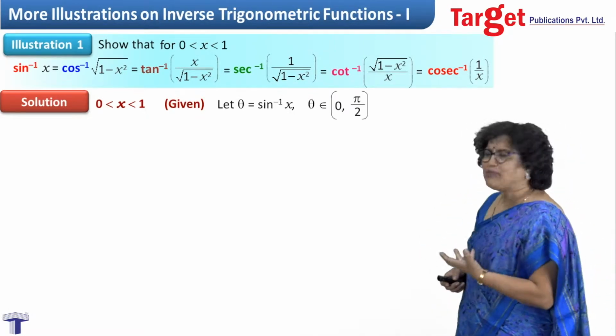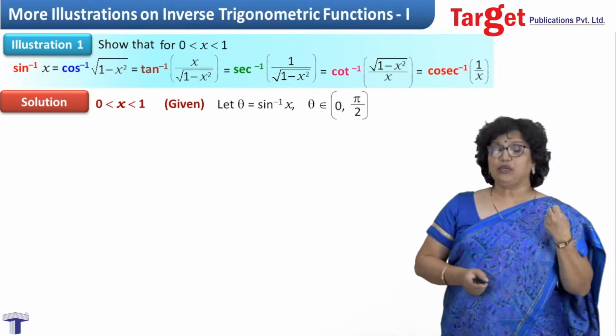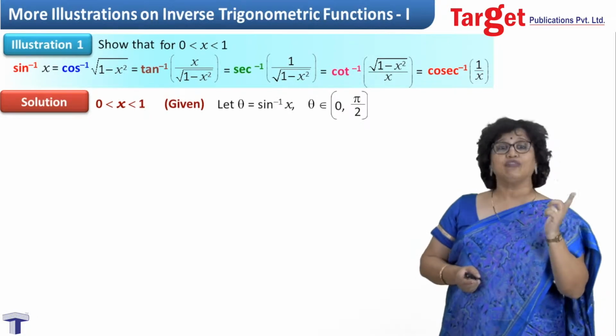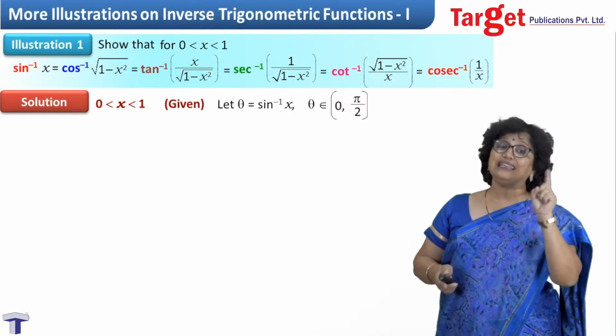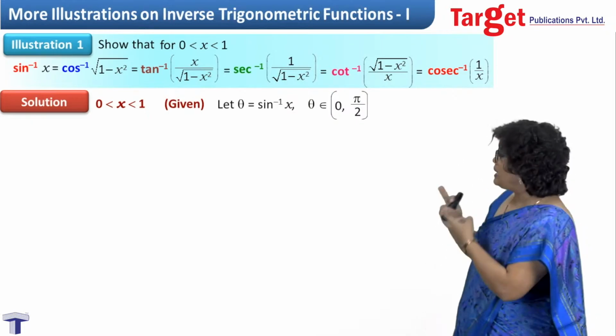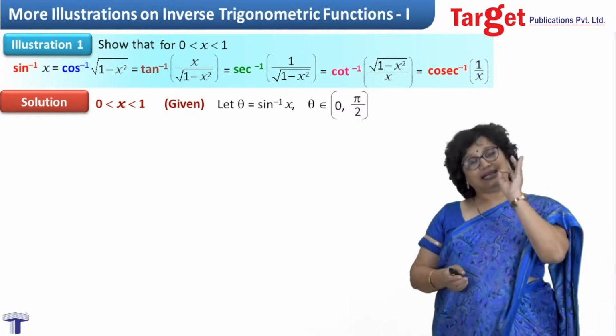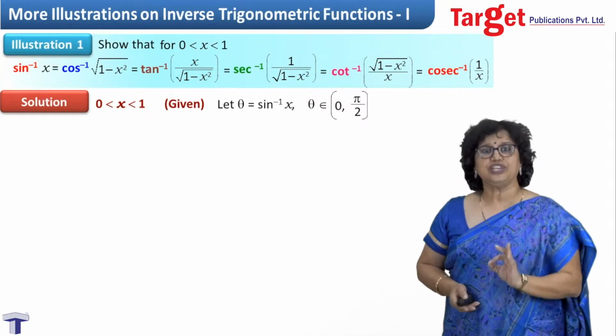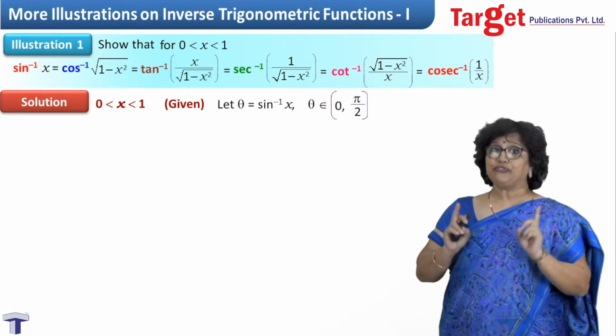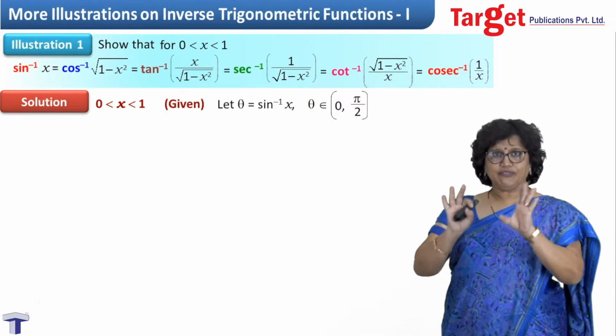And I would name that theta equal to sine inverse x. Mind you, please, I never start with x equal to sine theta. I would start with theta equal to sine inverse x. And that condition that x lies between 0 and 1 would lead to theta being between 0 and pi by 2. That means you are in the first quadrant. You are talking about the first quadrant part.